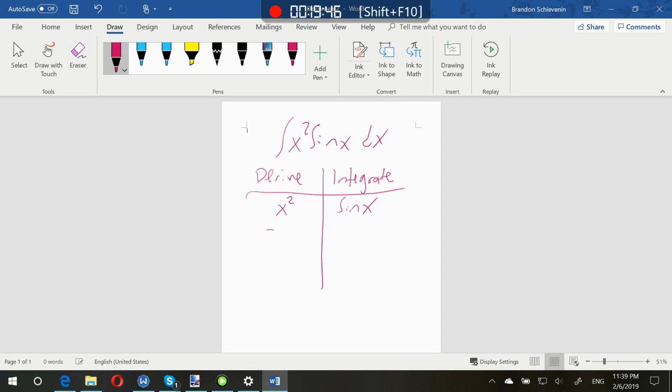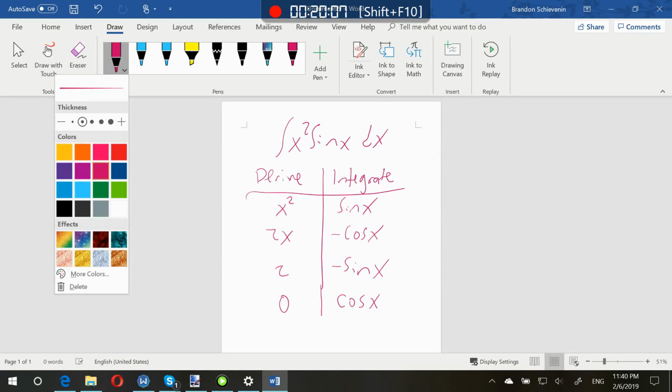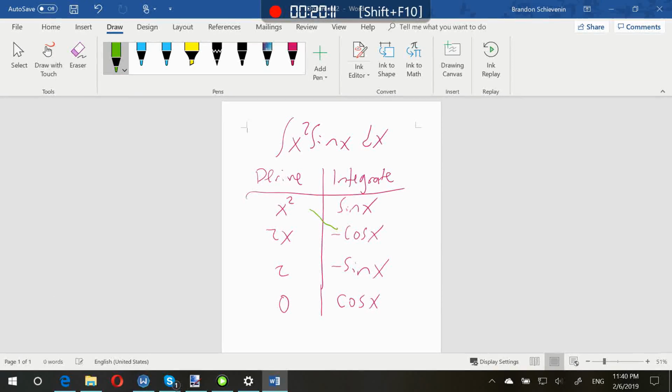If I derive x squared, I get 2x. If I derive again, I get 2. If I derive again, I get 0. If I integrate sine, I'll get negative cosine. If I integrate negative cosine, I get negative sine. And if I integrate negative sine, I get positive cosine. Okay, then I'm going to draw my arrows. So I've got diagonal arrows showing me which parts will go together.